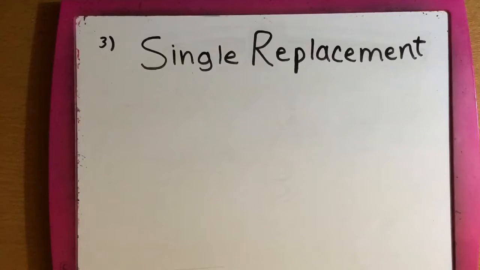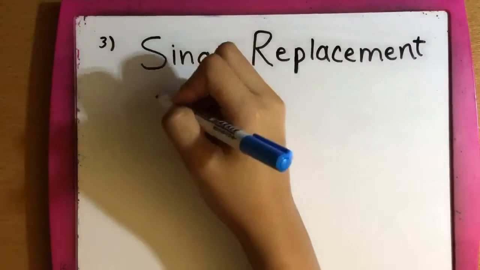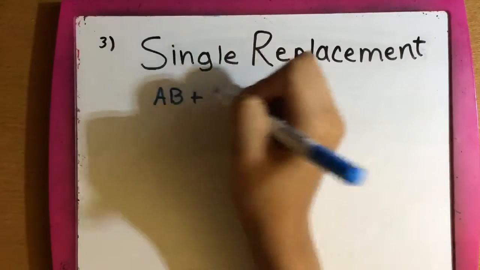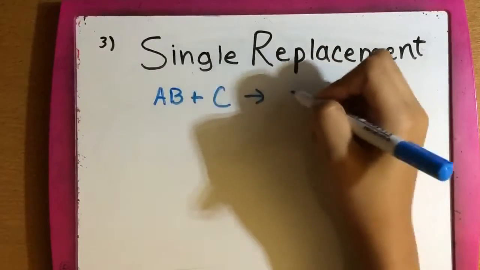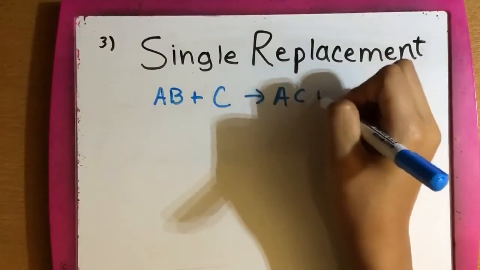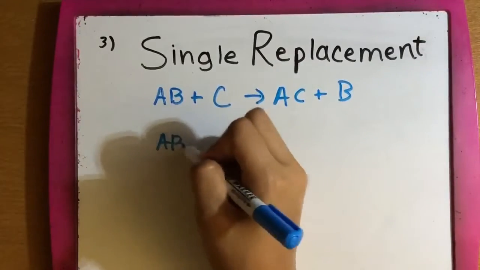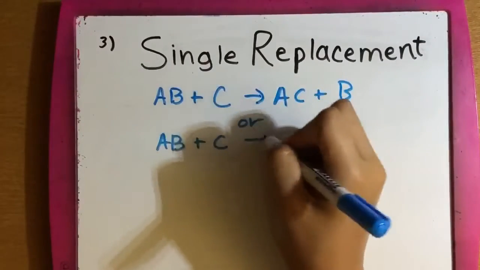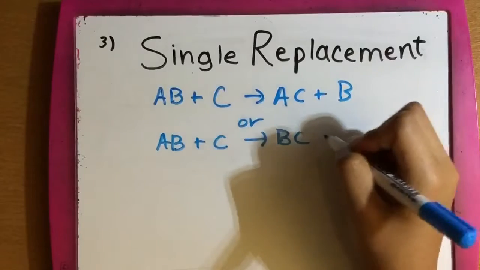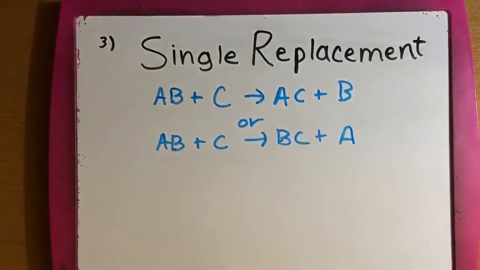Third, we have single replacement. That's when an ionic compound reacts with an element to form a new ionic compound and a different element. So it can be modeled by the generic form of AB plus C produces AC plus B. Or it can also be AB plus C produces BC plus A.